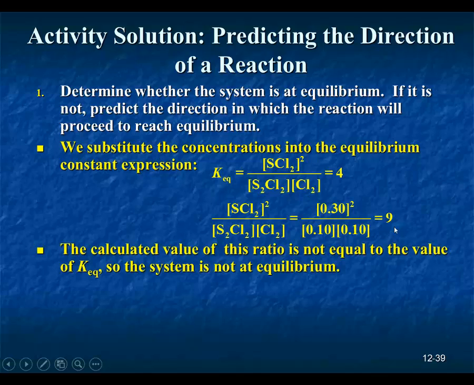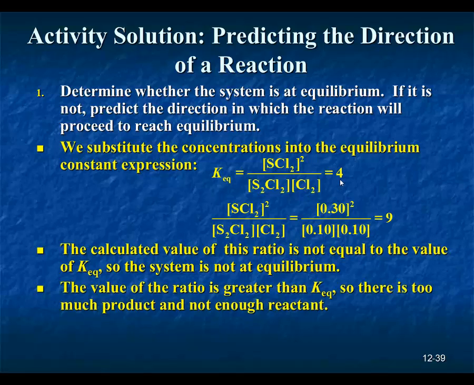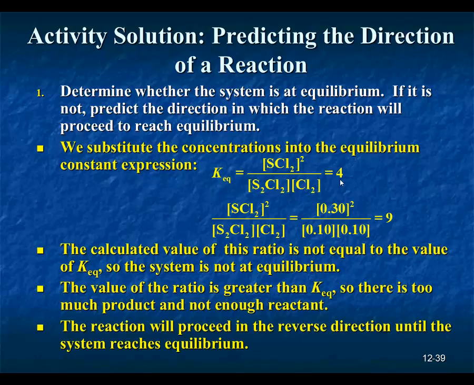Okay, so since it's not at equilibrium, my value has to shift back towards the left to form more of my reactants until this ratio is equal to the equilibrium value that we were told was 4. Okay, so there's too much product and not enough reactant to be at equilibrium under this situation. So the reaction will proceed in the reverse direction until we do reach equilibrium.